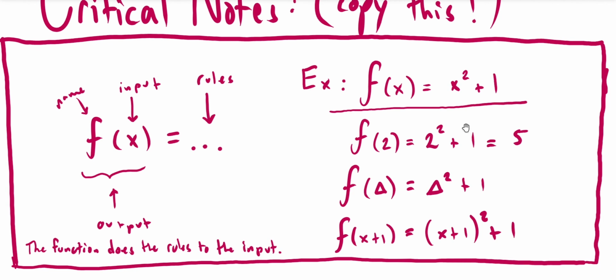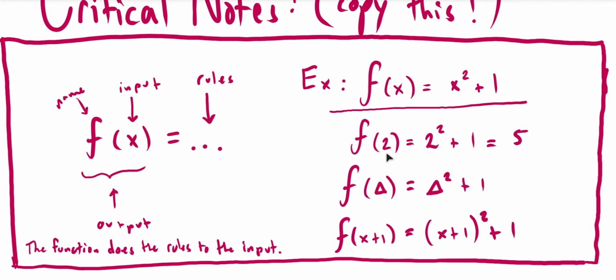So here's an example. What happens if I plug in x into f? I get x squared plus 1. So this is often the way we write the rules. There's a generic stand-in variable, x, and over here I say what I do to x. I square it and I add 1. And that whole thing is summarized as the output f of x.